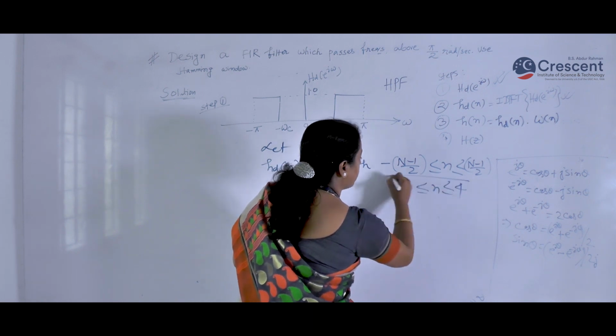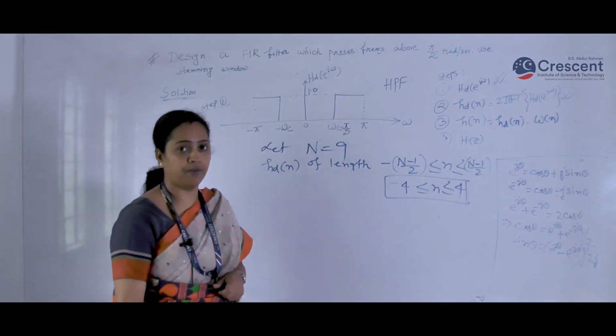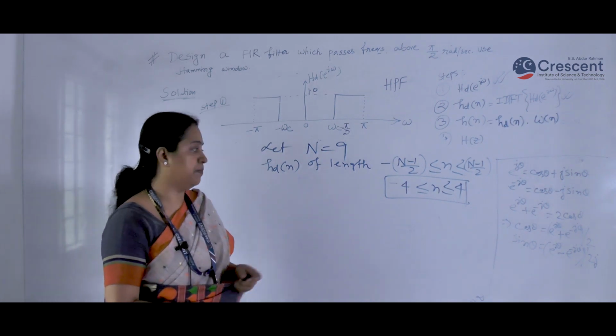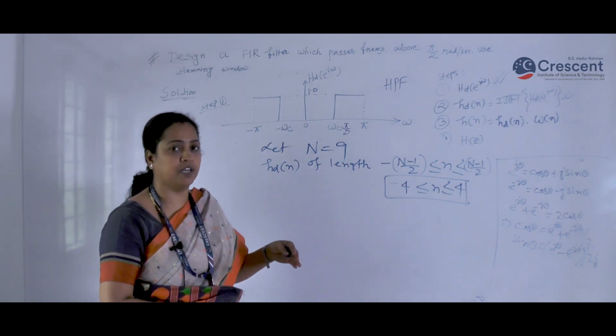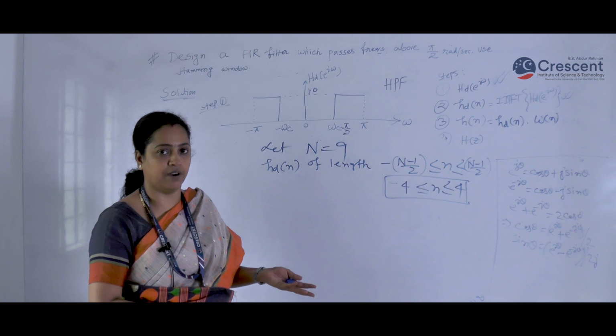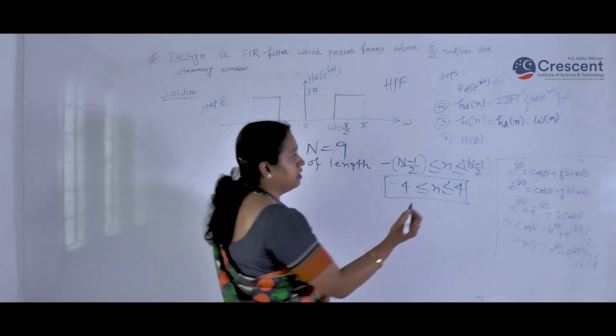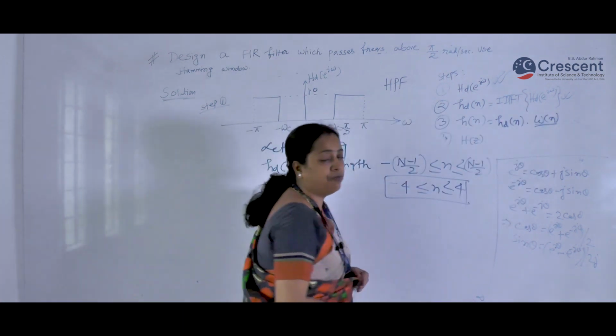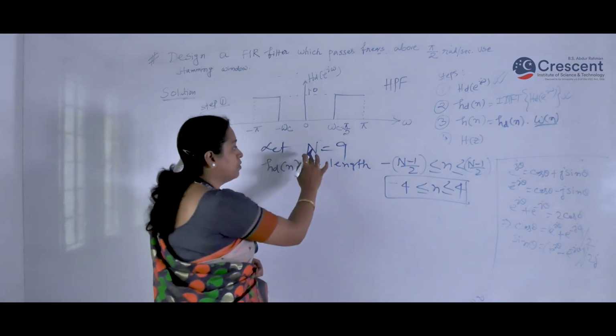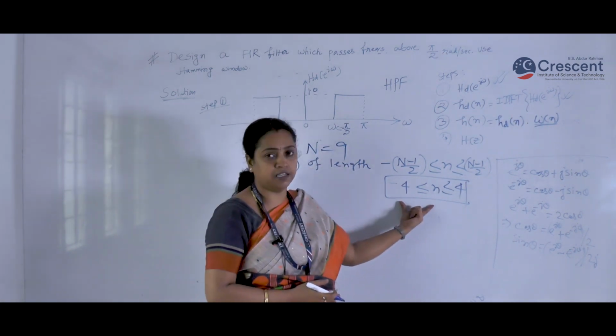So if you consider the samples in this range, that itself is enough. Otherwise we will be simply computing all the values and then later we will be neglecting all the values when we are multiplying with w of n, because this w of n for an ideal filter for N equal to 9 will be specified for this range alone.